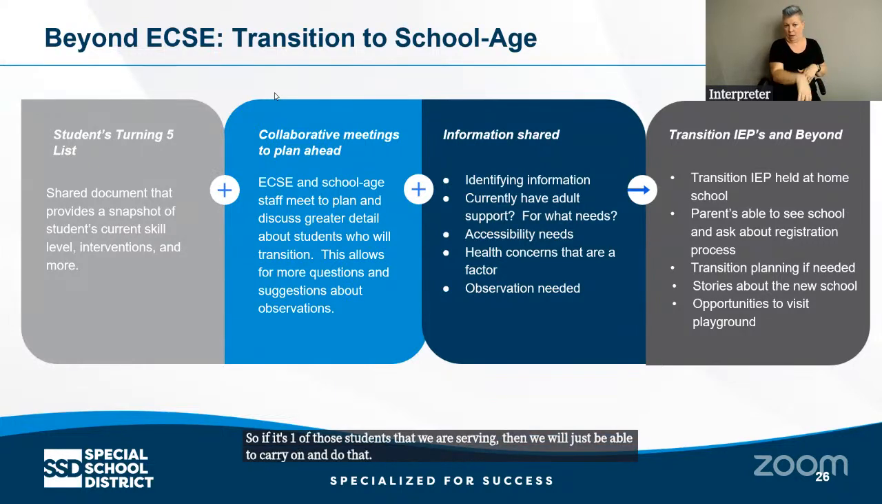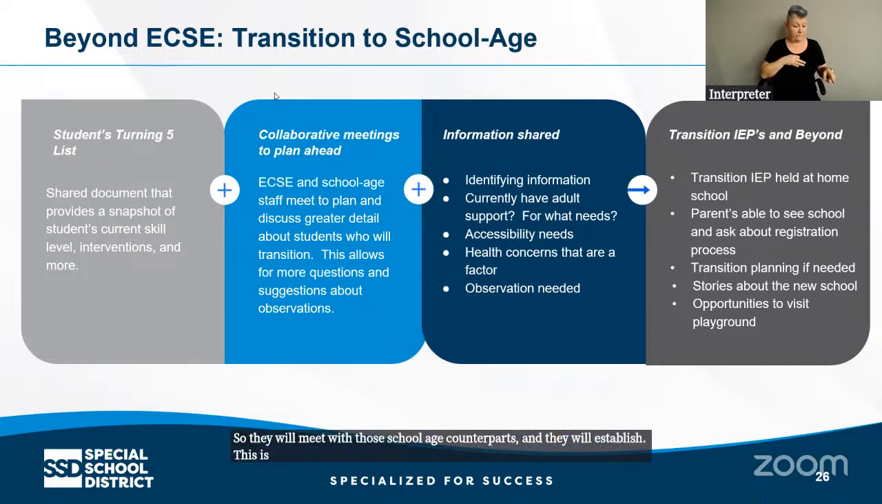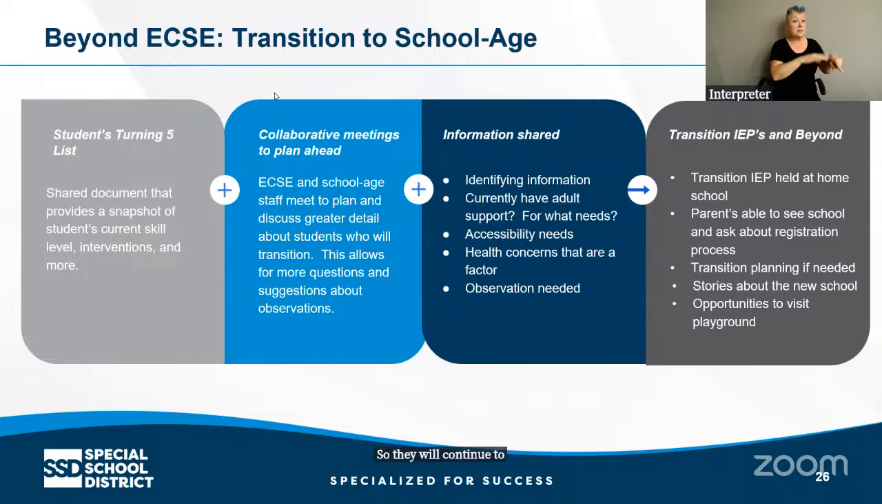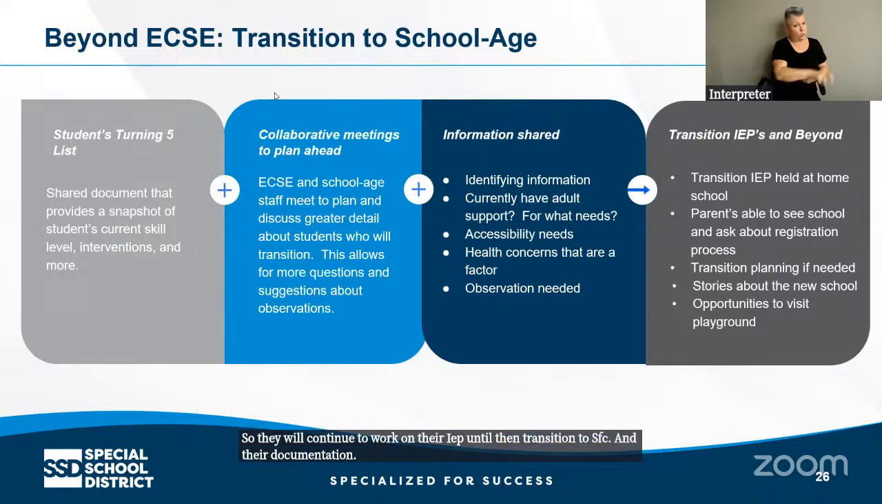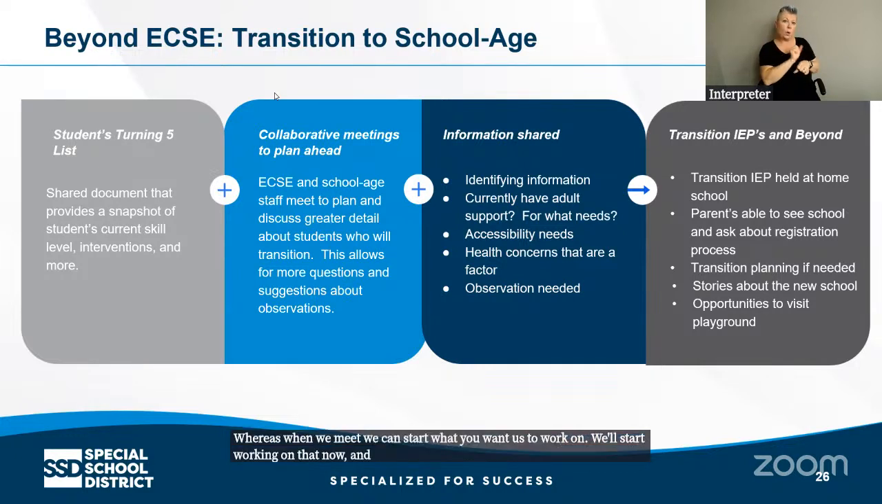However, what they do in coalition districts, if you attend Hazelwood, you have a Hazelwood IEP. If you attend Ferguson-Florissant, you have a Ferguson-Florissant IEP. So they will meet with those school-age counterparts, and they will establish this is the IEP that you will have starting next August. So they will continue to work on their IEP until then, and then transition to SSD and their documentation. Whereas when we meet, we can start, that's what you want us to work on, we'll start working on that now, and it's in that same IEP document. How's that work?